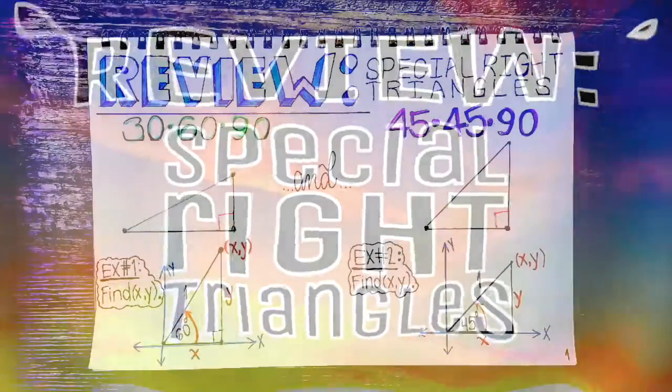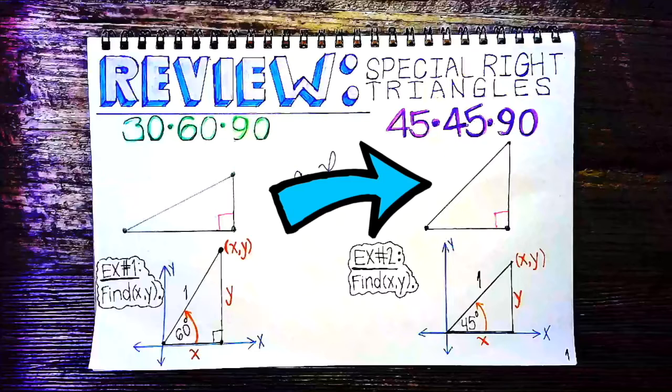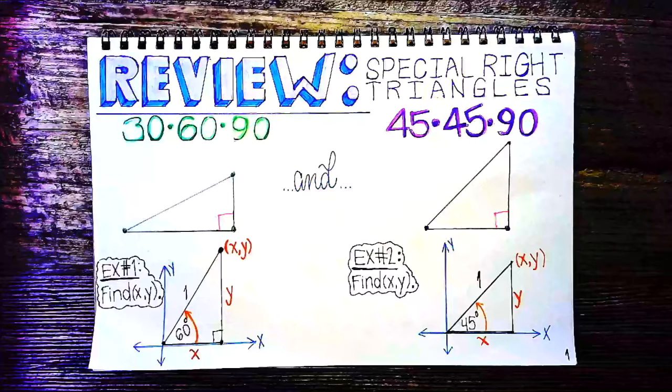Hey guys! Today's lesson is going to start off with a review of special right triangles. As you can see, special right triangles include the 30-60-90 triangle and the 45-45-90 triangle. After that, I have two examples set up for us, which are super important examples leading into trigonometry.